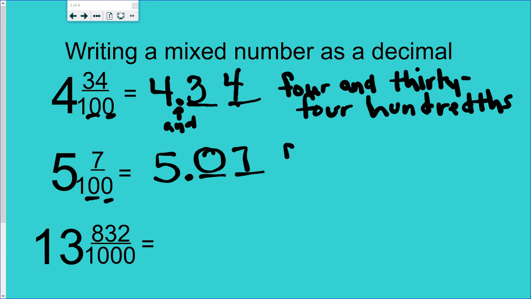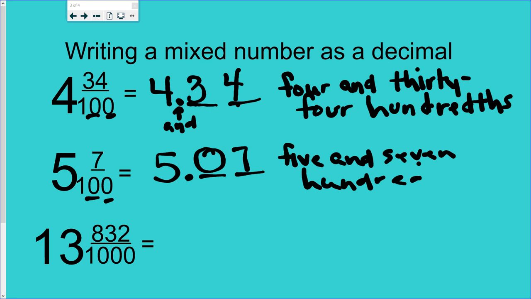So when I write it out, I would do the same thing. 5 and 7 hundredths. 2 zeros, 2 places after the decimal point.